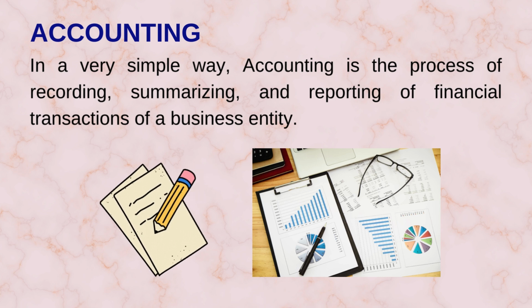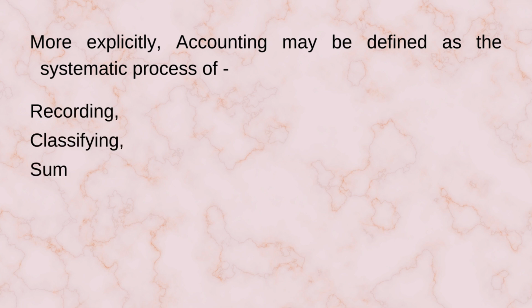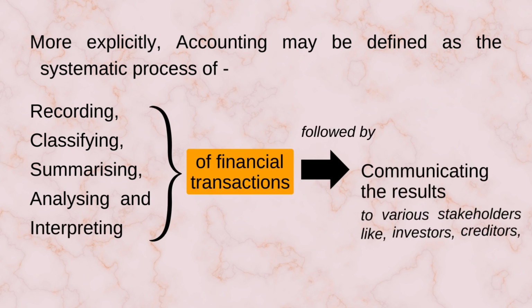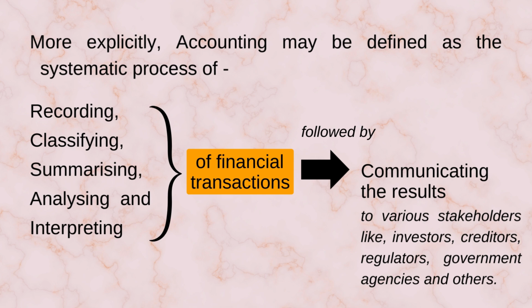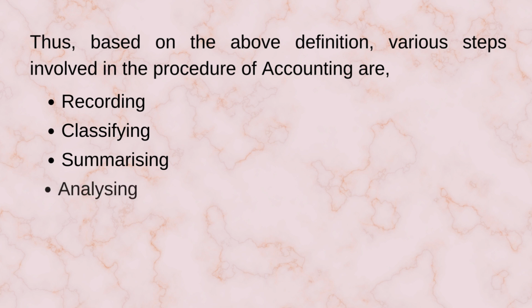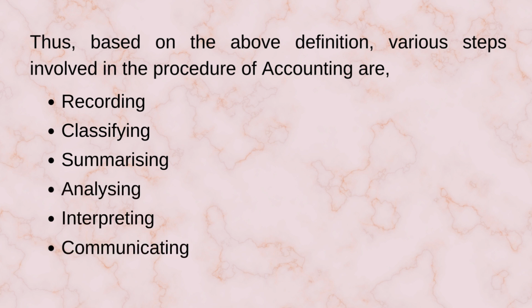More explicitly, accounting may be defined as the systematic process of recording, classifying, summarizing, analyzing, and interpreting of financial transactions, followed by communicating the results to various stakeholders like investors, creditors, regulators, government agencies, and others. Thus, based on the above definition, various steps involved in the procedure of accounting are recording, classifying, summarizing, analyzing, interpreting, and communicating of financial data.